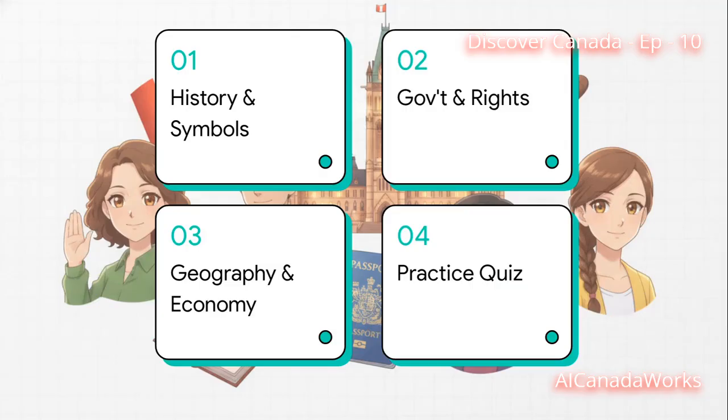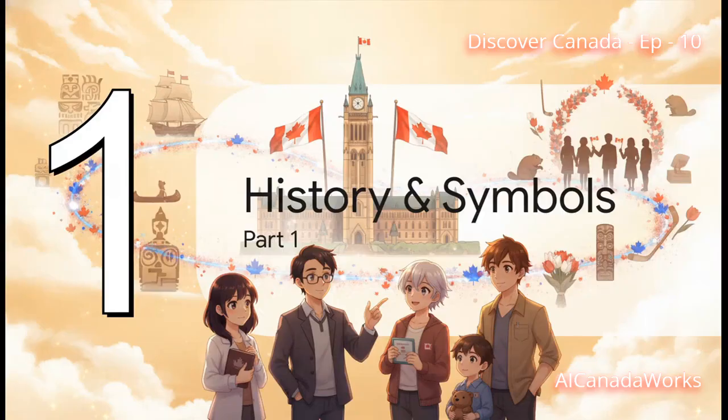Our agenda today is broken down into 4 main parts. First, history and symbols. Second, government, elections, and rights. Third, geography and the economy. And finally, we're going to wrap up with a practice quiz challenge. All right, kicking things off with Part 1, History and National Symbols. Understanding Canada's past really is the very first step toward that citizenship ceremony.